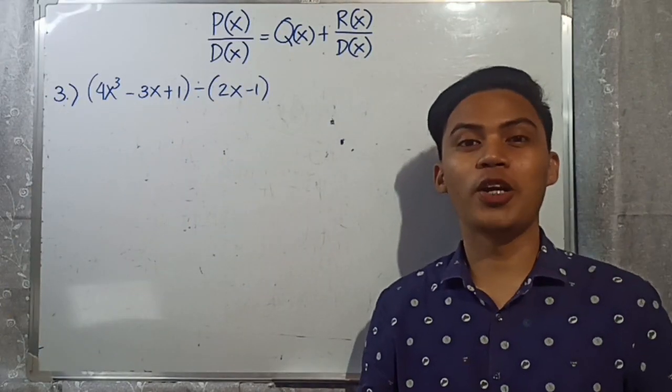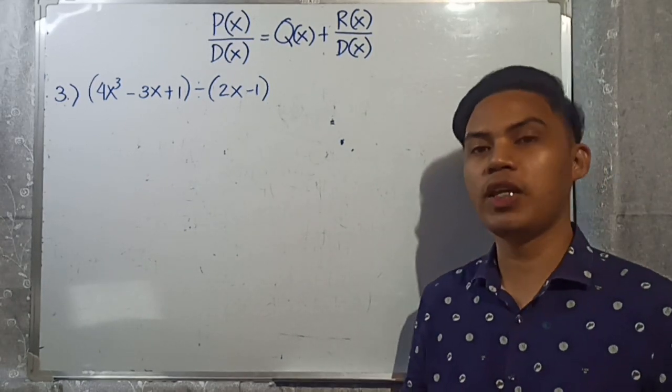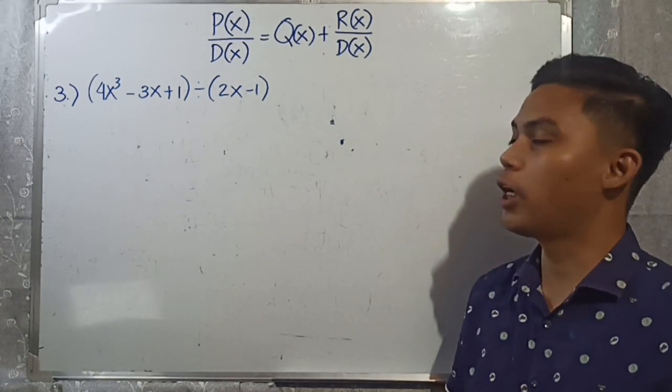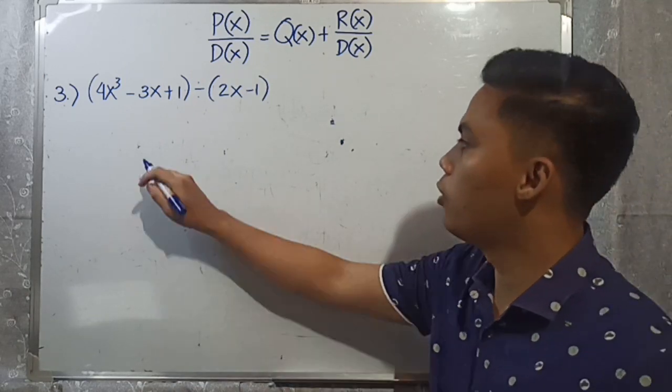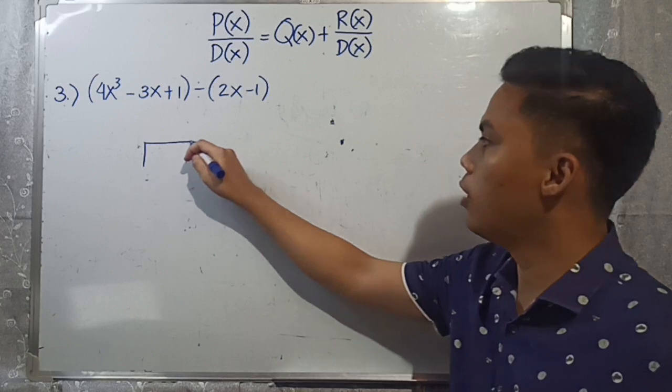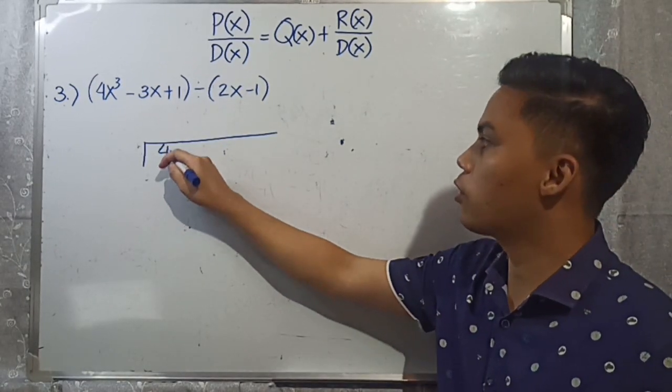Now, how about our next example? So, we have here 4x cubed minus 3x plus 1 divided by 2x minus 1. So, isusulat natin yung dividend natin sa loob ng symbol ng long division natin. So, we have 4x cubed.